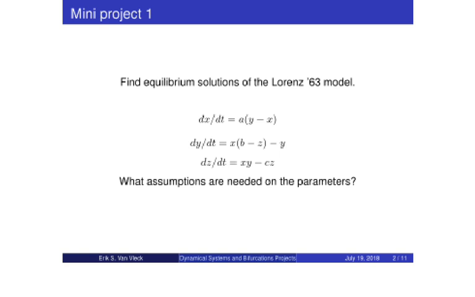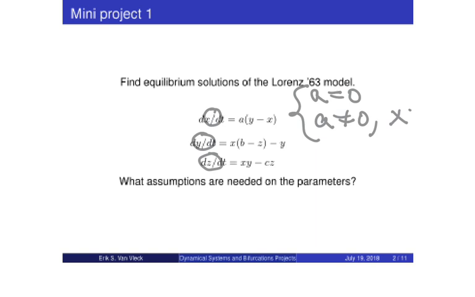To do so, we find these steady state or equilibrium solutions by setting dx/dt, dy/dt, and dz/dt equal to 0. We can then start to eliminate variables. For example, in the first equation, we either have a equals 0, or a not equal to 0 and x equal y. We've eliminated one of the variables, and then we could use the third equation to eliminate another variable under some assumption on the parameter c.